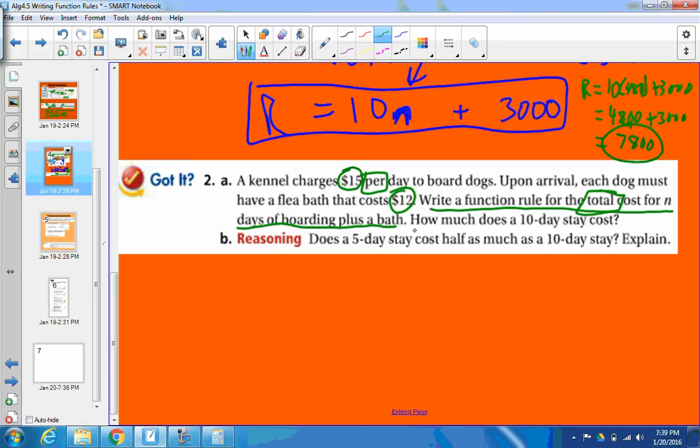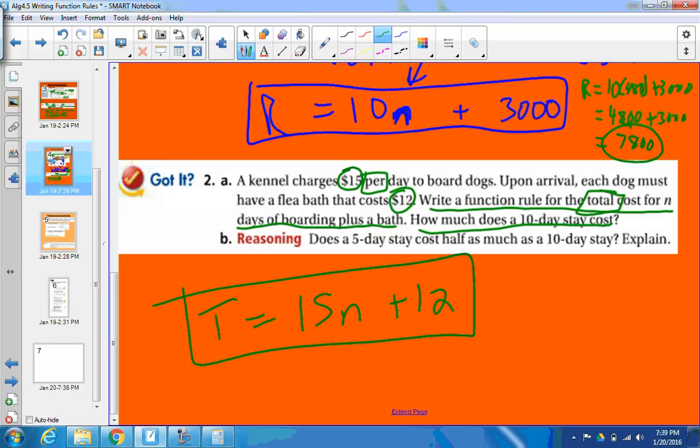And the second question is, how much does a 10-day stay cost? So let's put this together. $15 per day. So our total cost, we're going to say total cost is equal to $15 per day, so 15, and it says n days, plus we have to pay $12 because a bath is required. So there's our function rule.